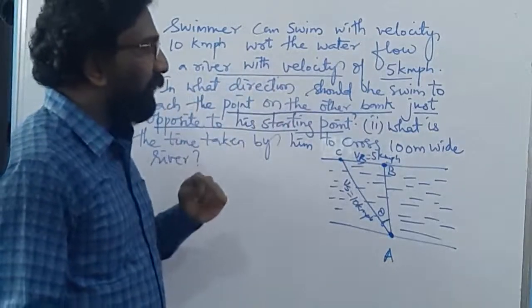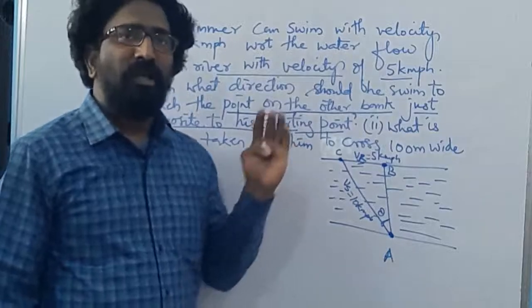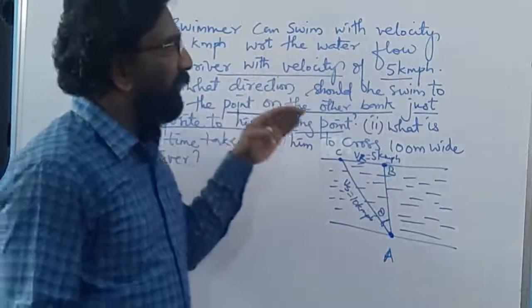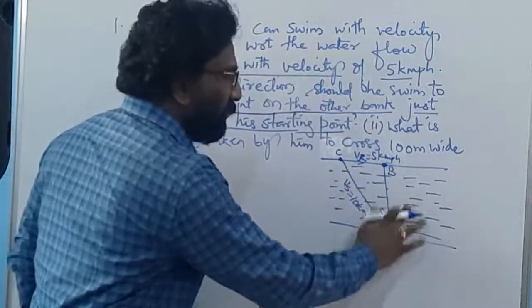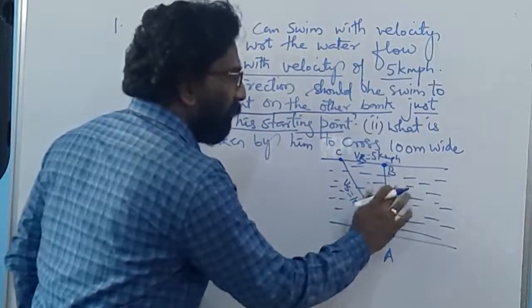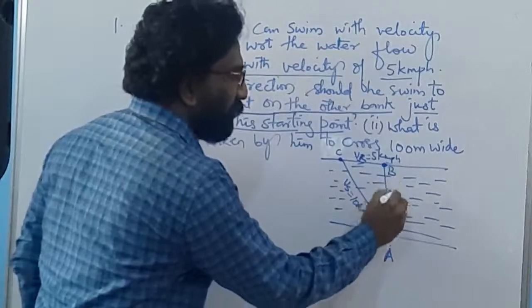So in order to calculate the direction, what is the formula we have studied just now in the concept class? We have studied that sine theta. We should take the sine theta. And what is this one? This side becomes your resultant velocity, let it be V.